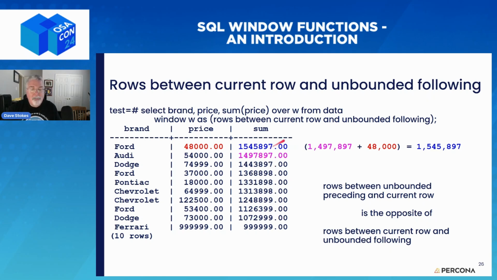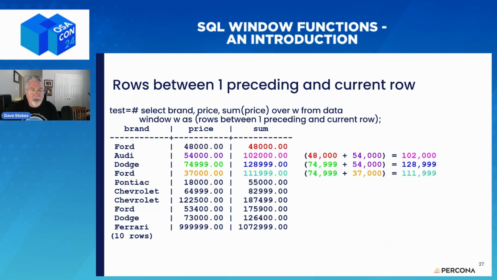So rows unbounded preceding and current row is the opposite of rows between current row and unbounded following. This is something you have to play with to get used to the terminology, and you have to think the way that syntax works, unfortunately. It's not the most intuitive thing.